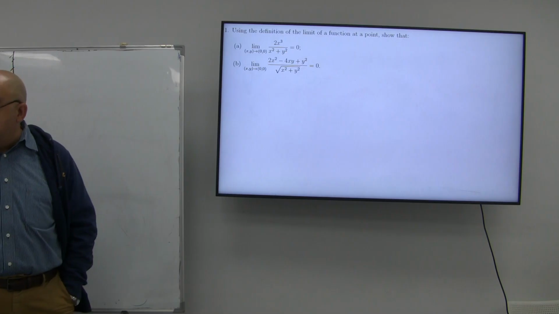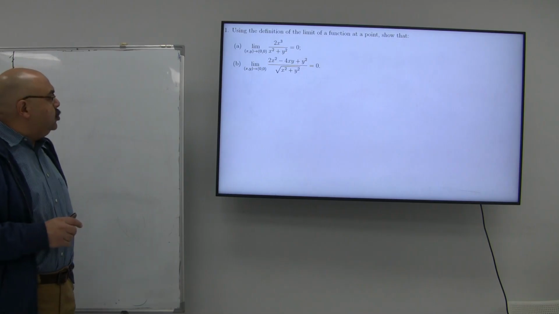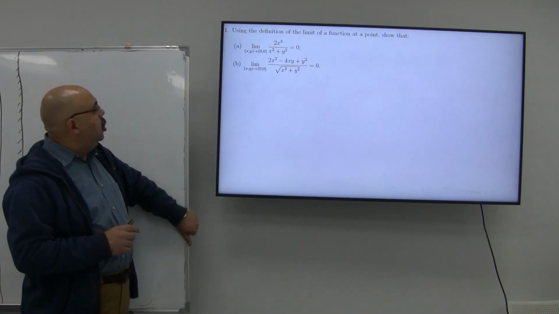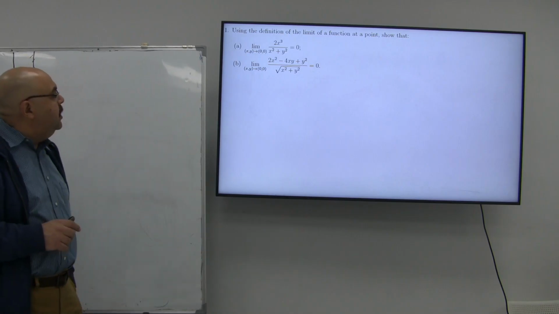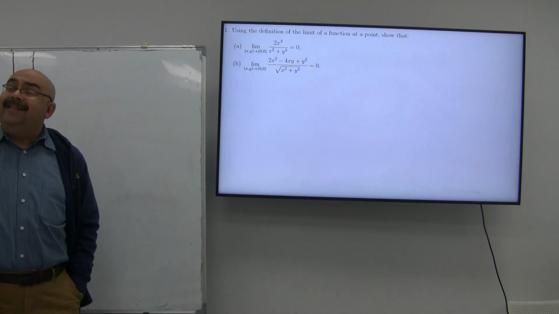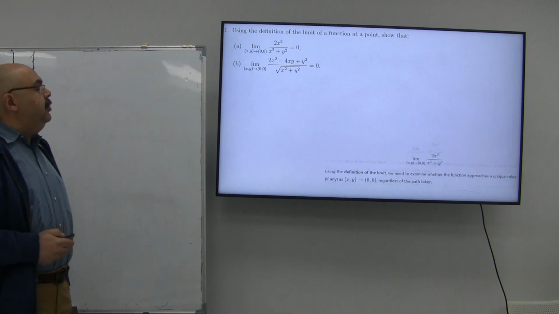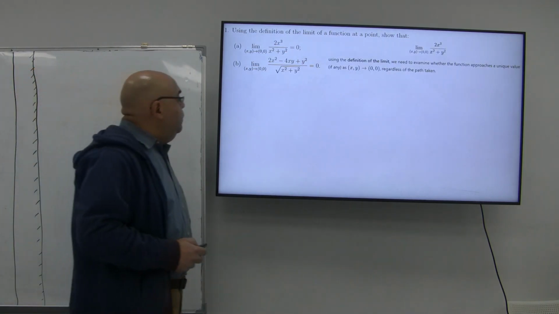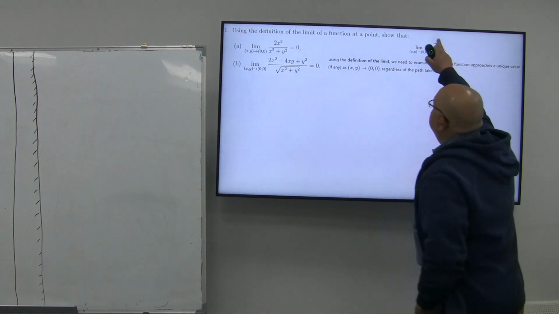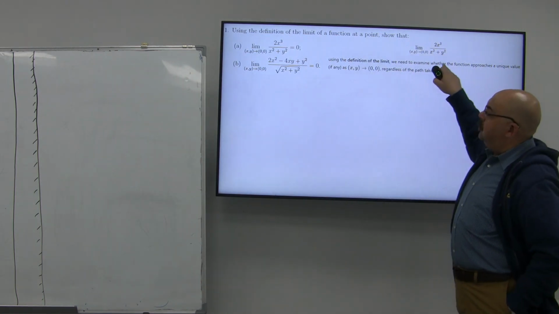Okay, now let's start with our problem. I need to find the general limit as (x, y) tends to the origin of 2x cubed divided by x squared plus y squared, and the limit's existence is equal to 0. We need to check that. Okay, we will use the definition. So we are working this function using the definition.